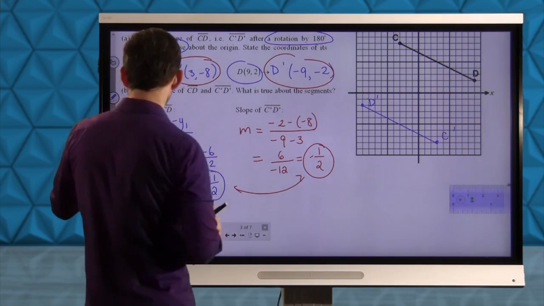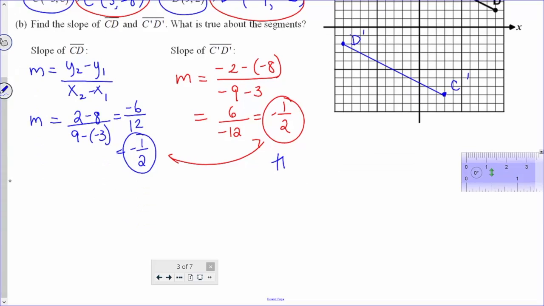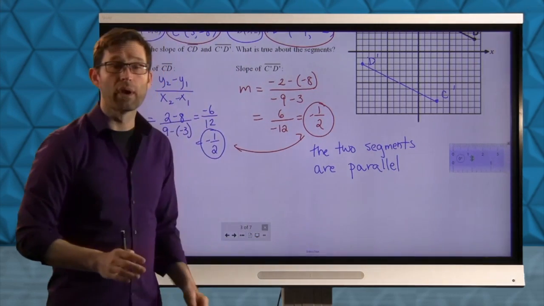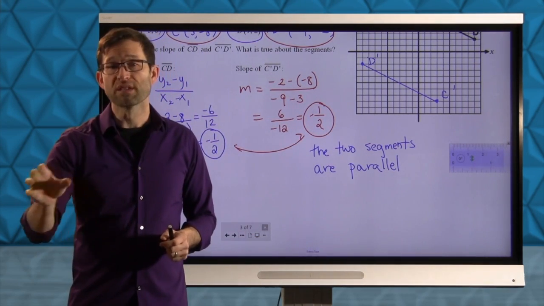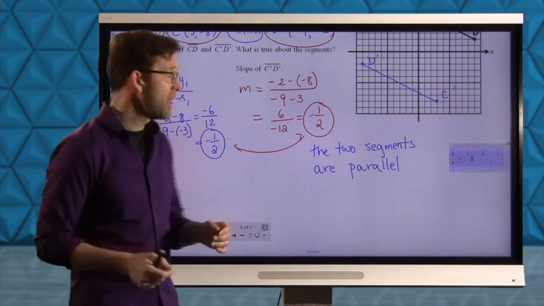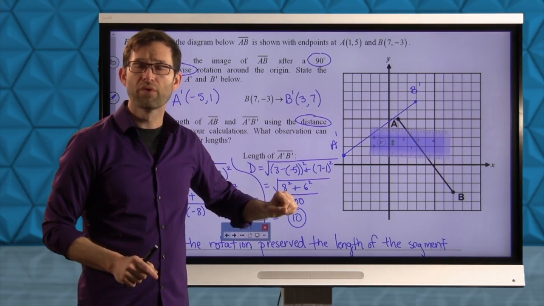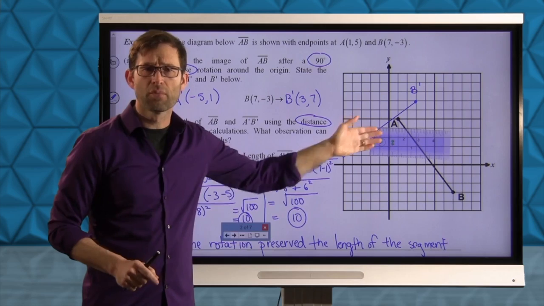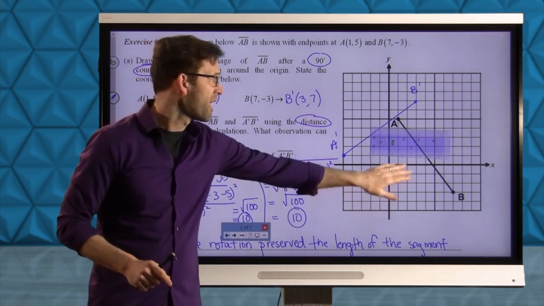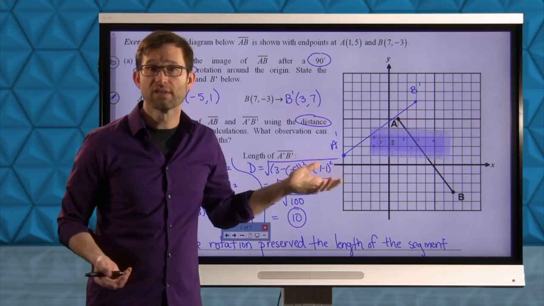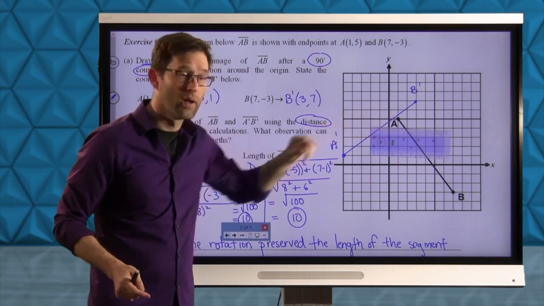It must mean that they're parallel, right? The two segments are parallel. Now, I'm not going to make a claim right now that whenever you rotate a segment, you always get another segment that's parallel to it. I would never want to make that claim, because take a look at our last problem where we rotated 90 degrees. These two segments are most certainly not parallel to each other, given the fact that if we extend them indefinitely in both directions, they would certainly intersect, like right around there.